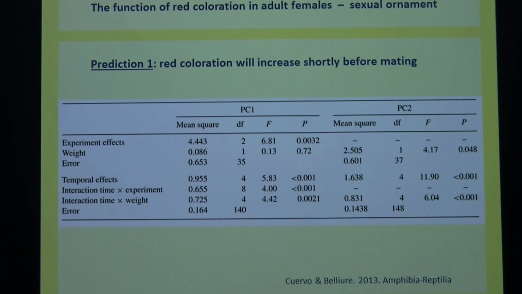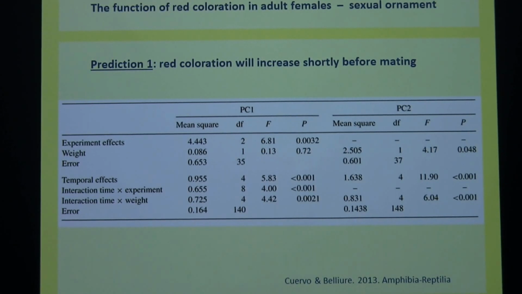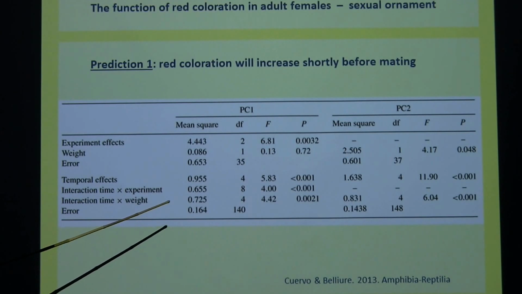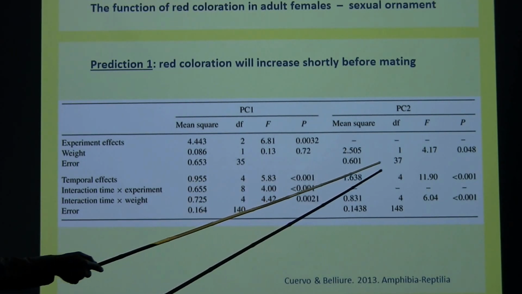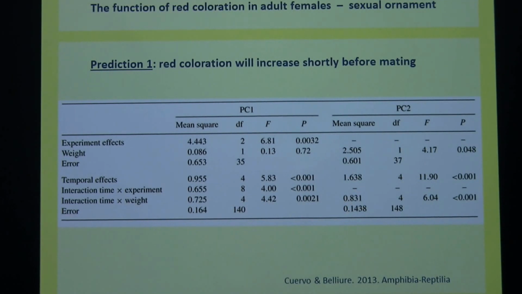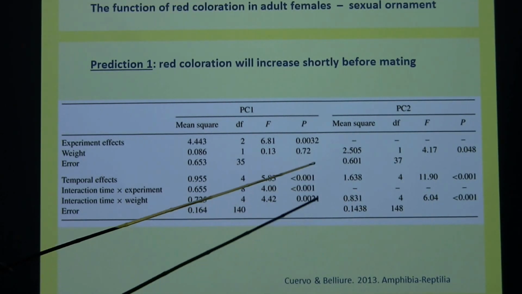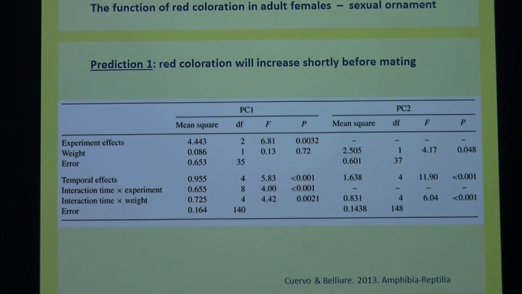Well, we found interesting effects of female body size on the timing of color change. But in this table, I would like to highlight two results. First, that there was a color change, both in brightness and redness. And the second, that the color change in redness was very similar in the three experimental groups.